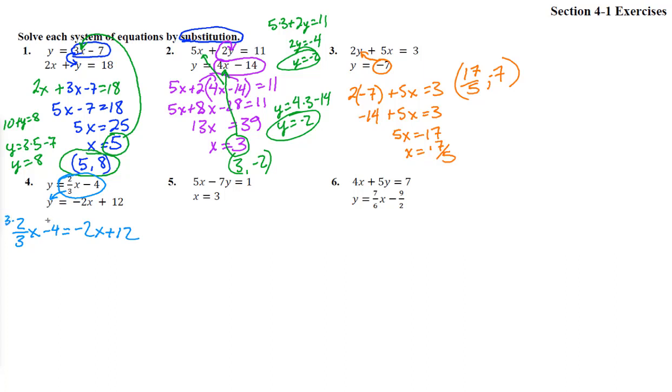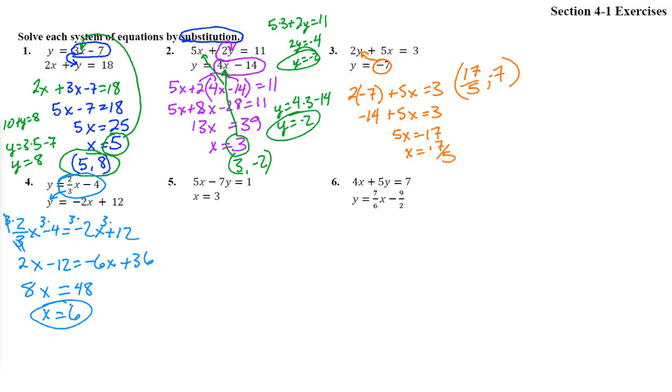Let's times through and get rid of the fractions. Times by 3, times by 3, times by 3, times by 3. And we get 2x minus 12 equals negative 6x plus 36. Add the 6x over here, add 12 over there, and then divide by 8. x equals 6. All right, so that's most of it.